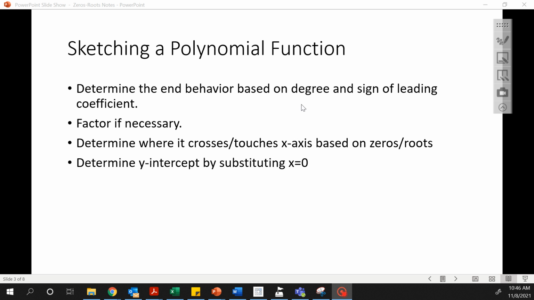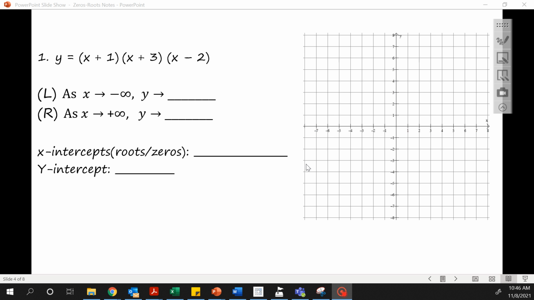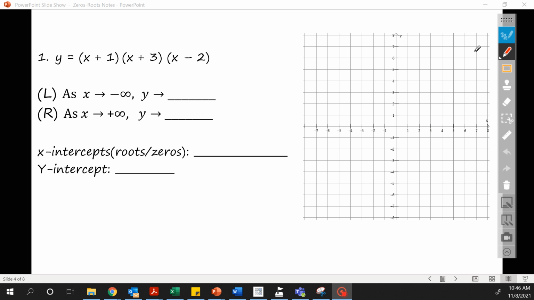In order to sketch a polynomial function, we will determine the end behavior based on the degree and the sign of the leading coefficient. We'll factor if it's necessary, because that will give us the x-intercepts, and we'll determine, based on the x-intercepts, whether it touches the x-axis or crosses it, based on the multiplicity of the zeros. And we determine the y-intercept by substituting in 0 for x. All right, let's take a look at this first example.